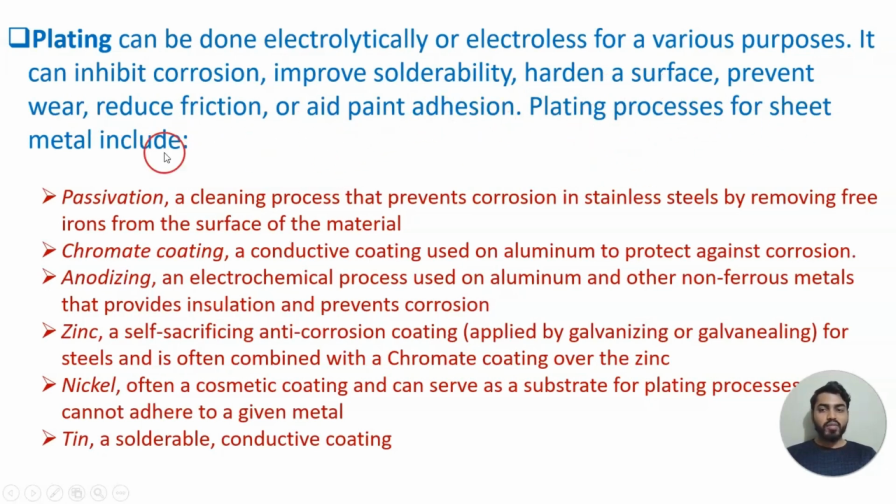Plating processes for sheet metal include passivation, chromate coating, anodizing, zinc coating, nickel plating and tin plating. Different operations we perform according to our requirement, and whatever mechanical and chemical properties we require, according to that we need to select the finishing operations and perform them. I don't want to drag this video, so if you want, you can read or make a note. It will be important for you.